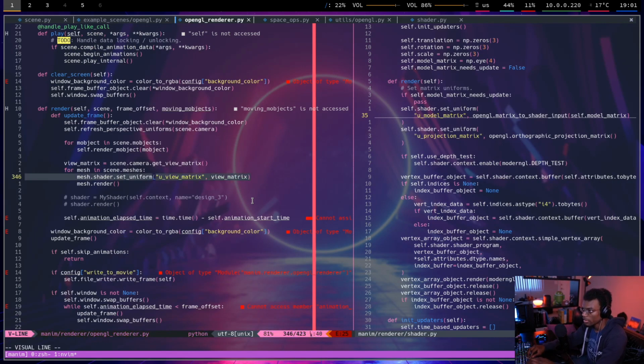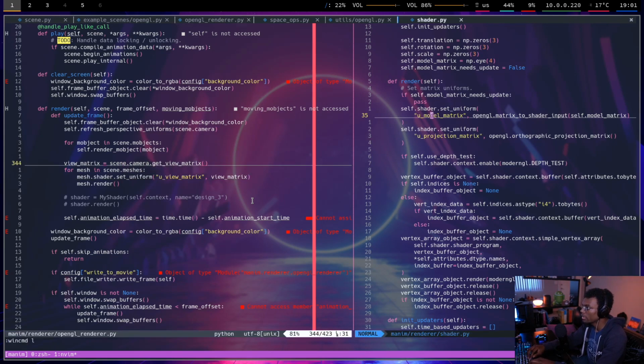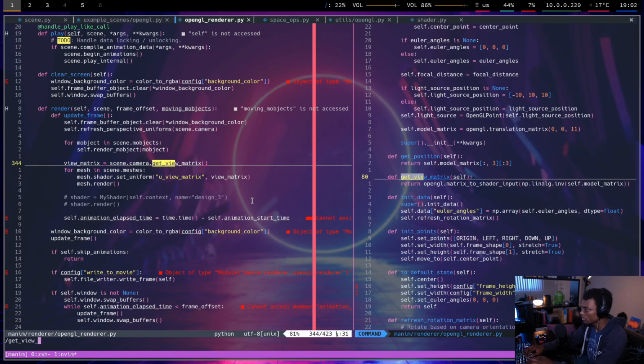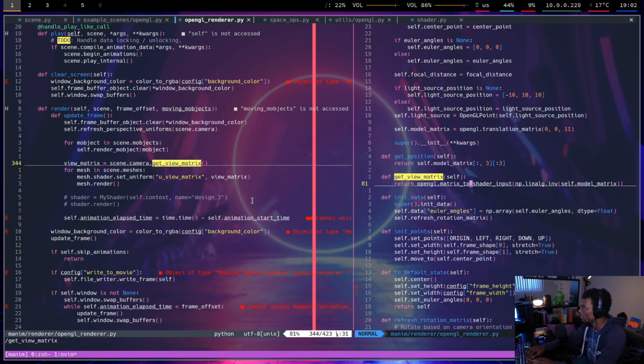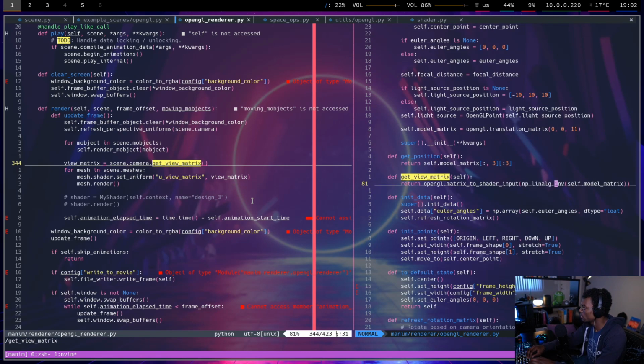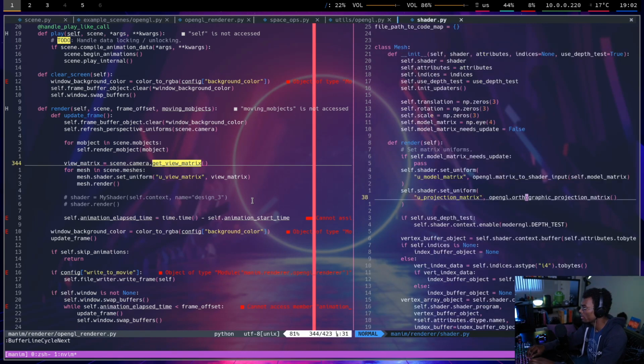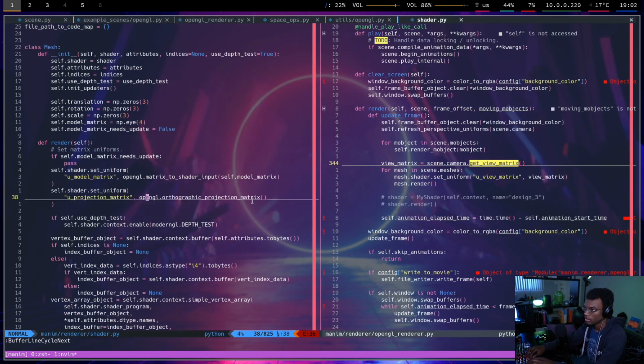This basically encodes the camera's position and orientation, things like that. It's from scene camera get view matrix. So if I overwrite get view matrix, matrix to shader, this is just inverting the model matrix. Oh, I'm looking for the projection matrix. Let's go here, and this is just using a standard orthographic projection matrix. Okay, and I want to update that.